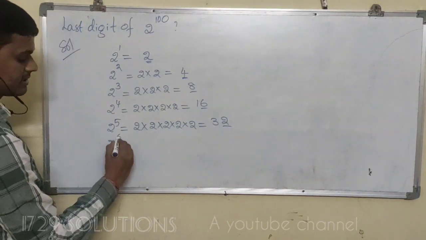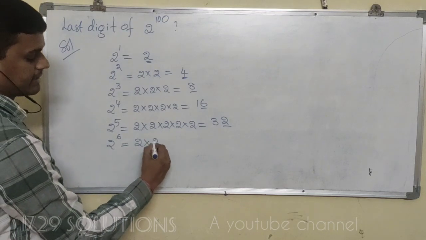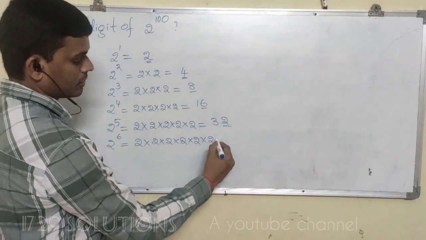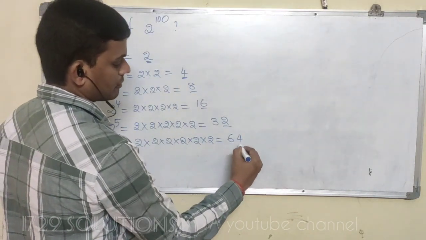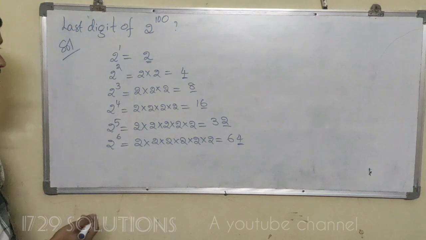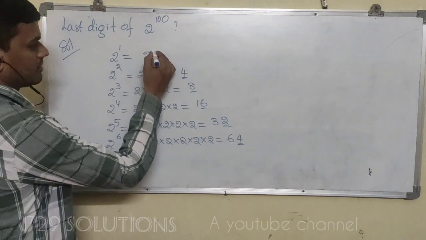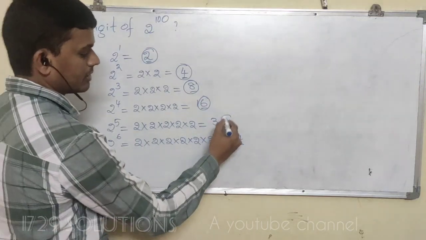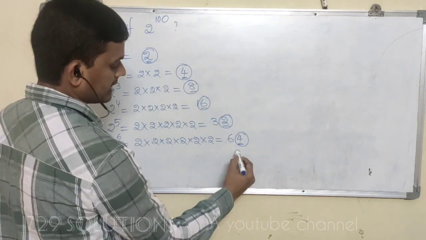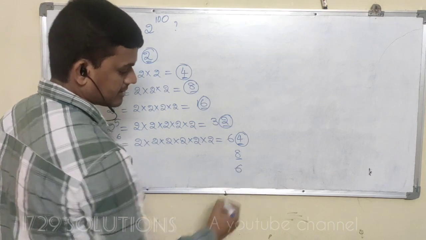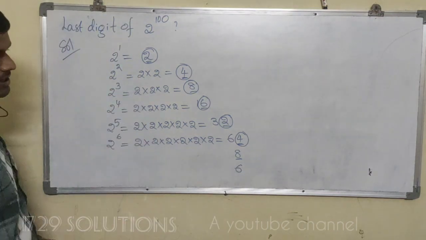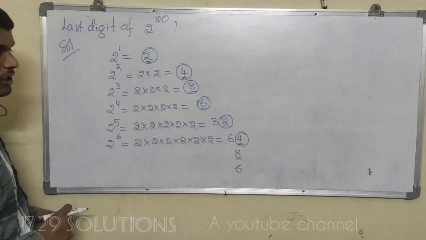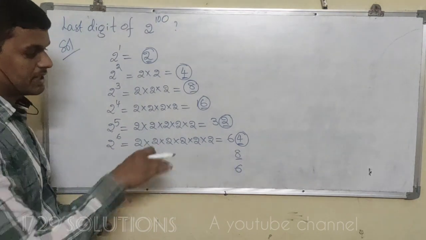So 2 power 6, multiply 2 six times, you will get 64. Once you observe the last digits of these powers, 2, 4, 8, 6, 2, 4, you will get the next 8, then again 6. When you observe these, we can easily see one thing. There are only 4 digits continuously repeating.